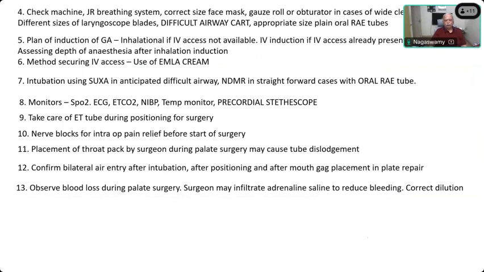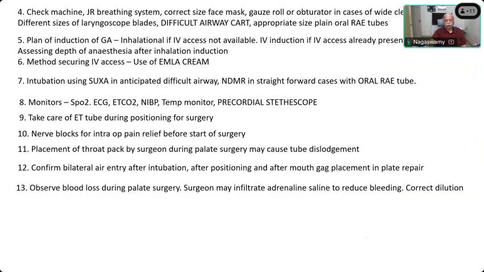What is the purpose of this infiltration? To decrease blood loss. To reduce bleeding. It is written here, adrenaline saline to reduce bleeding. So only the mucous membrane injected there, the vessels go into spasm, and that is the way to reduce the bleeding. But if you exceed the dose and give more than what is recommended, it will get absorbed systemically and produce all the systemic effects of the drug, like tachycardia and hypertension.